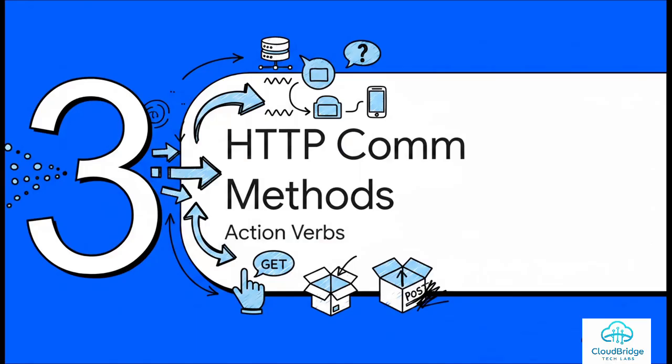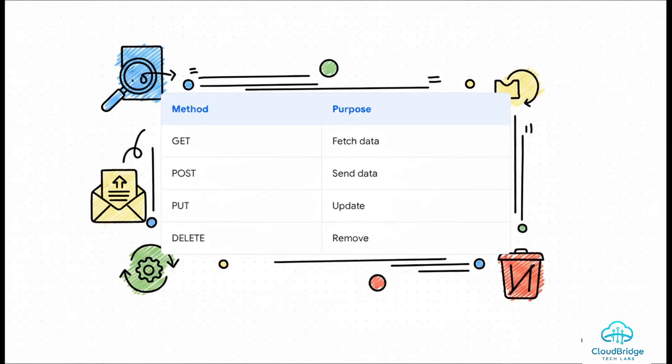Let's move on and see how this builds our foundation in Section 3, Essential HTTP Communication Methods. When your browser or application actually talks to a server, it uses specific action verbs. We call these HTTP methods. The 4 core methods you're going to use constantly are GET, POST, PUT, and DELETE. A GET request is exactly what it sounds like. You use it to fetch data, like loading a web page.